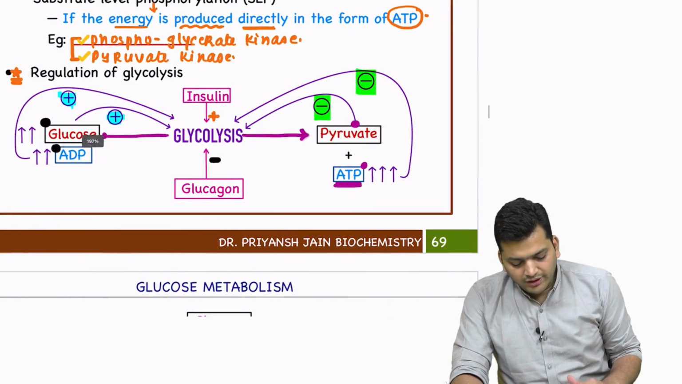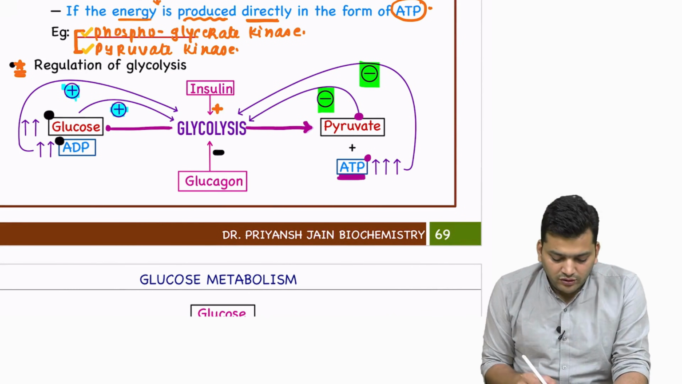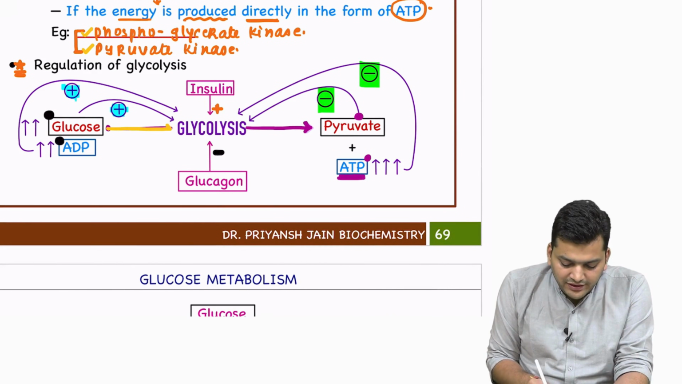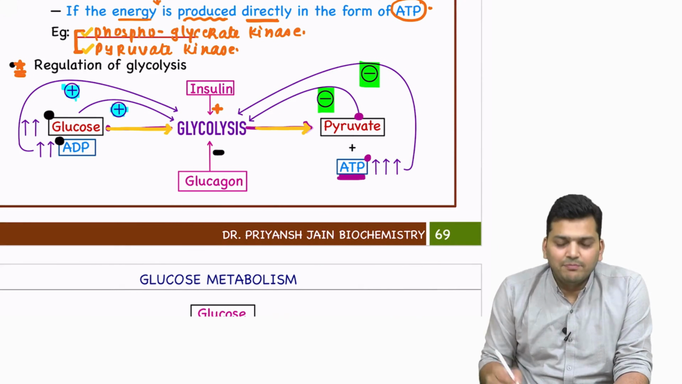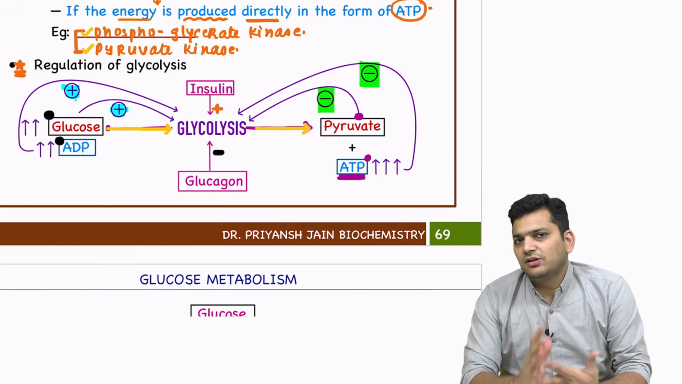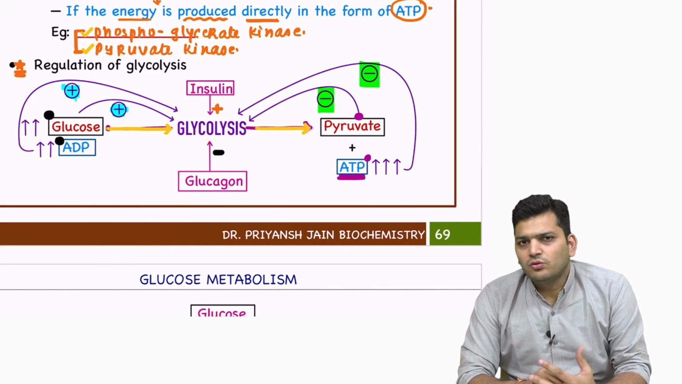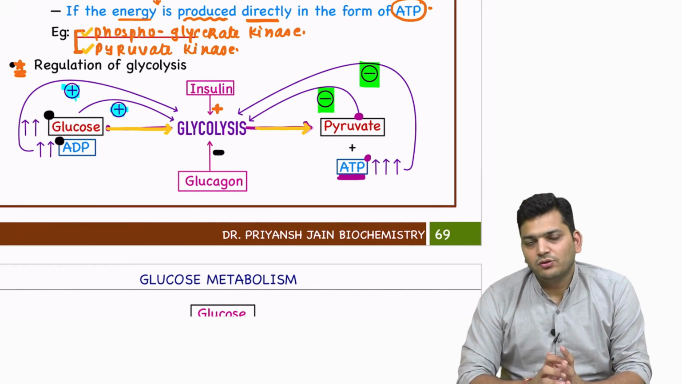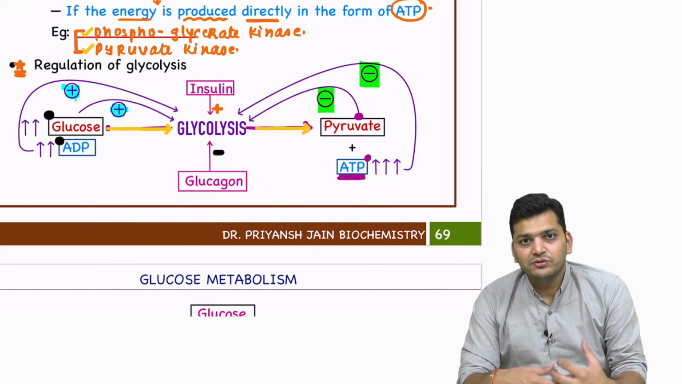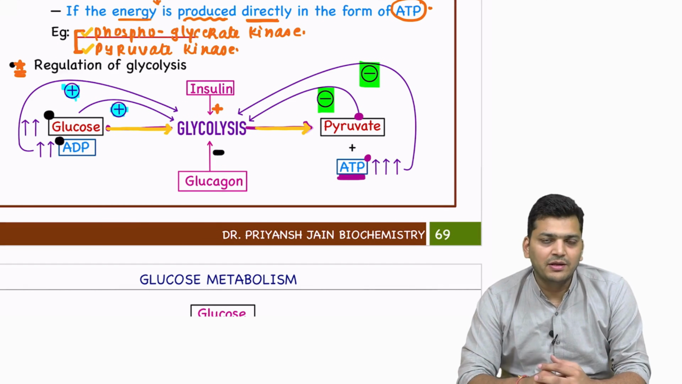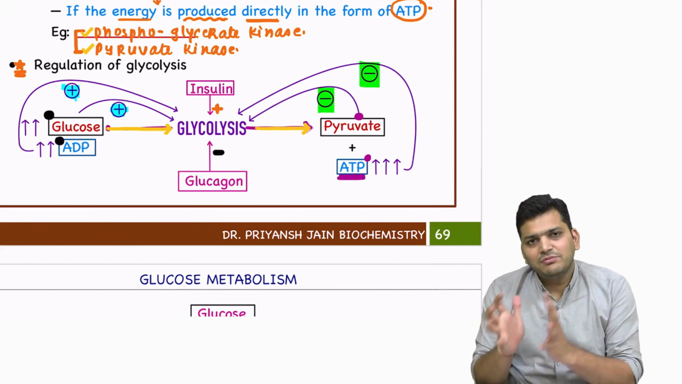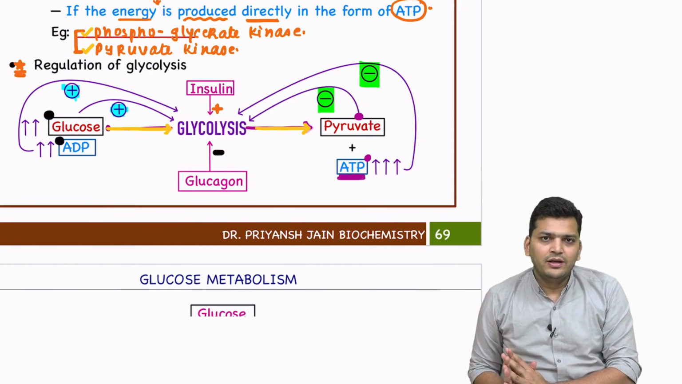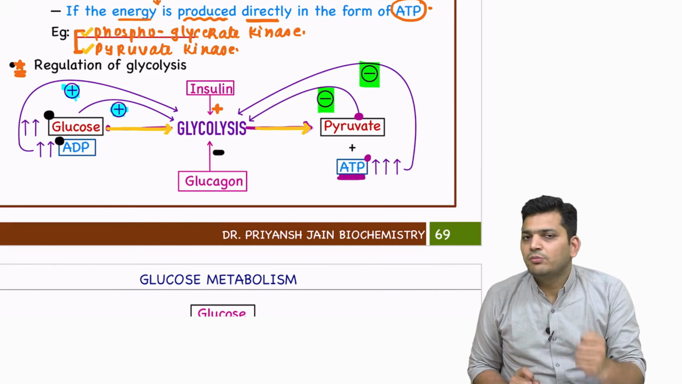When it comes to the regulation of glycolysis, see what we are doing in glycolysis is we are breaking down the glucose and ultimately we are making the pyruvate. So basically we are breaking the glucose molecule. And who loves to break the glucose? Yes, it is insulin. Insulin wants to decrease the glucose level. How will insulin decrease it? Insulin will stimulate the glycolytic enzymes. If we stimulate the glycolytic enzymes, the glucose will convert into pyruvate. So insulin is the stimulator of glycolysis.